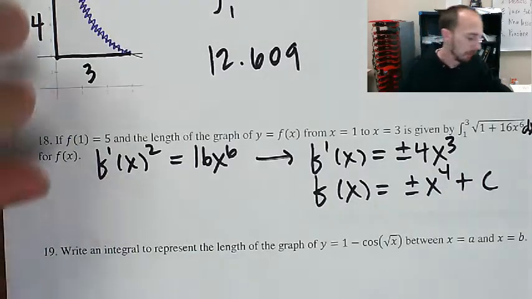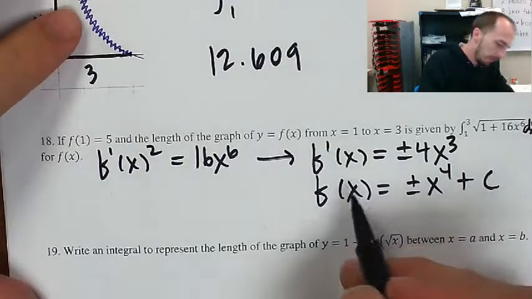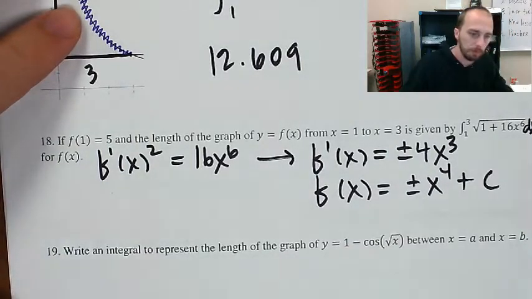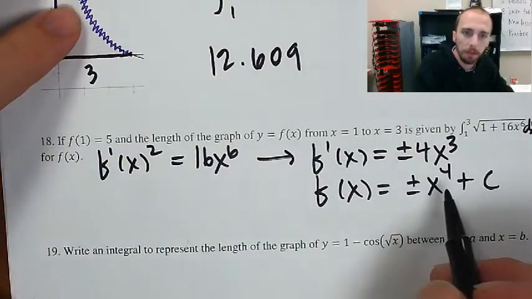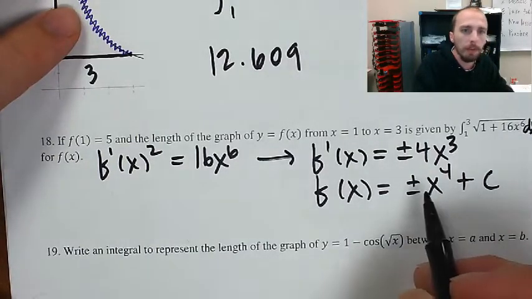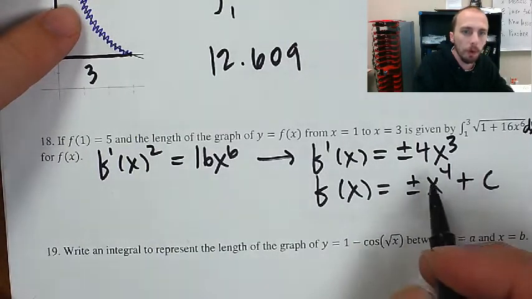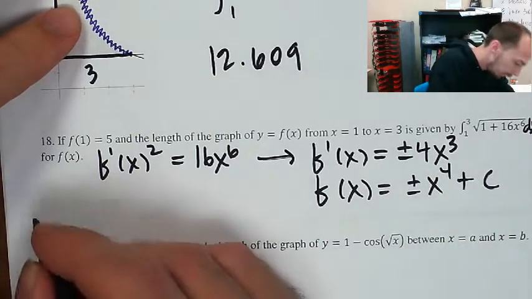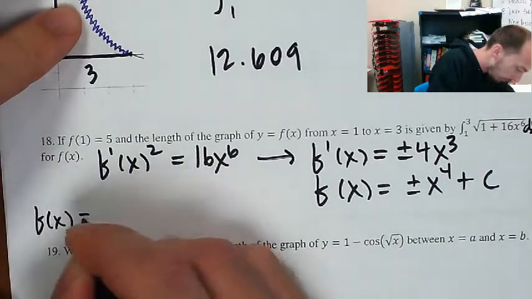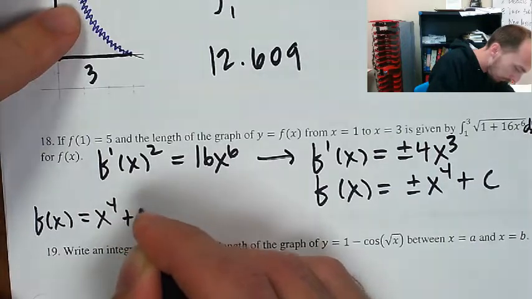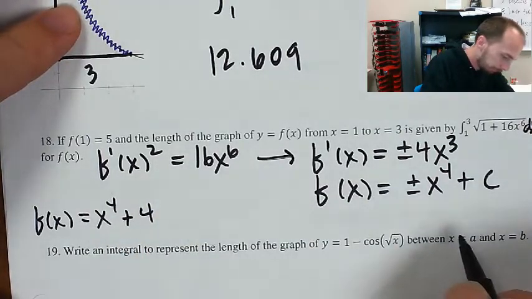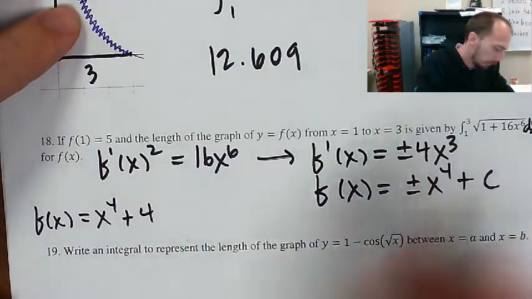Yeah, okay, I see I've got two answers here. In the event that it's the positive x to the 4 plus c, well, f of 1 would be 5, and so 1 plus c equals 5, c is 4. So on one hand, f of x equals positive x to the 4 plus 4. Yes, because 1 plus 4 is 5.